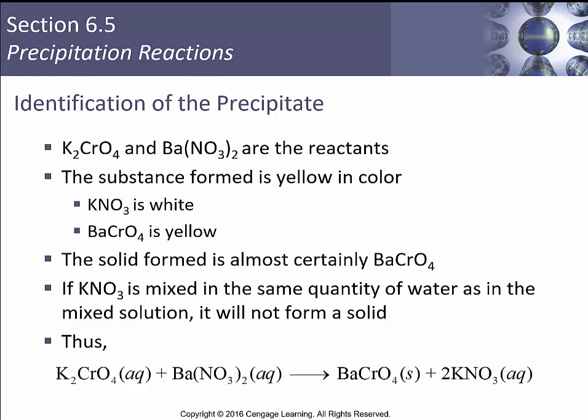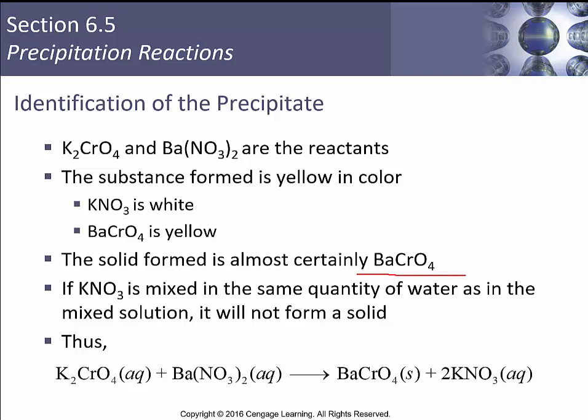The potassium chromate and the barium nitrate are the reactants. They're not going to react with each other. They're not going to form themselves again. The substance that is formed is going to be yellow in color. Potassium nitrate is a white color, and barium chromate is a yellow color. So the solid that is formed is almost certainly going to be barium chromate.